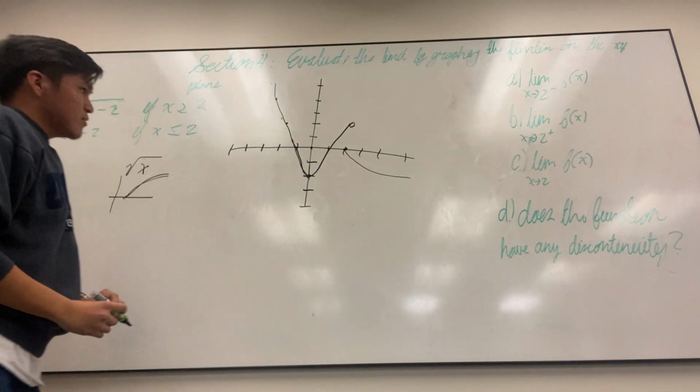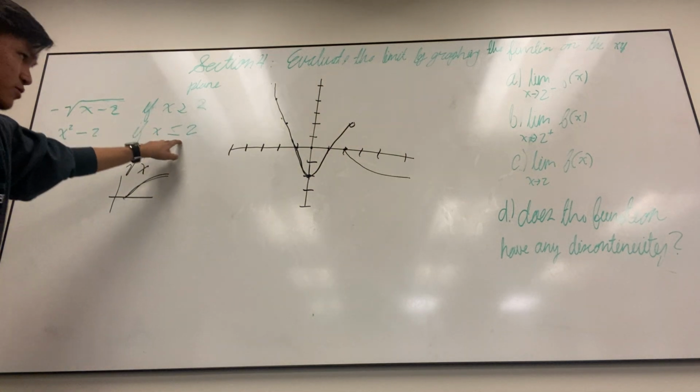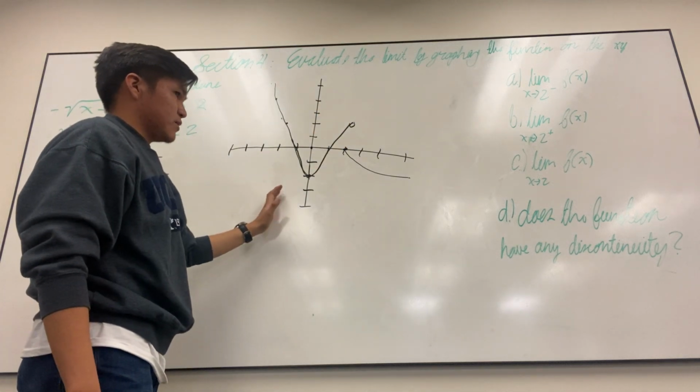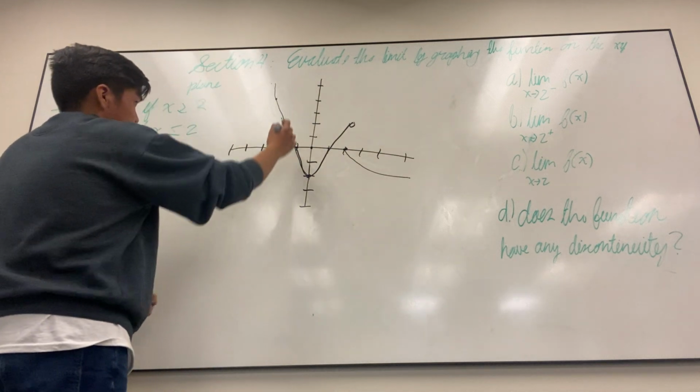Okay. So the function is x squared minus 2 if x is greater than or equal to 2. We put this as undefined since it's less than 2, so there's no way of telling if it's actually 2. And so this is your graph function.